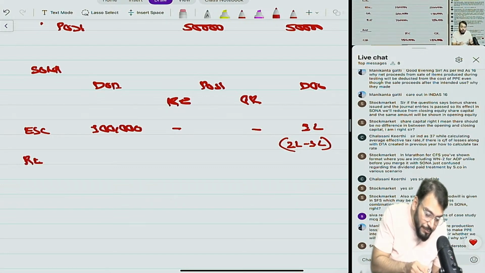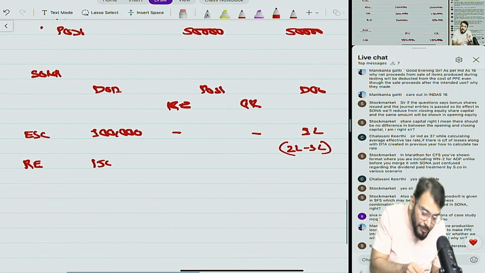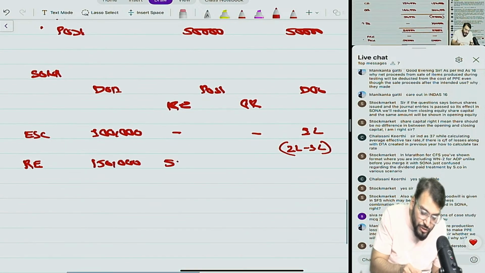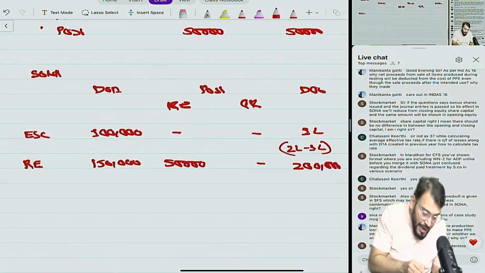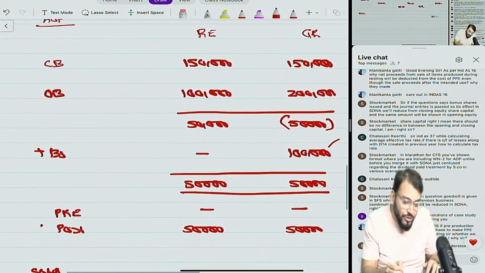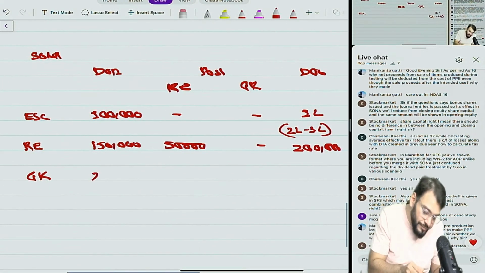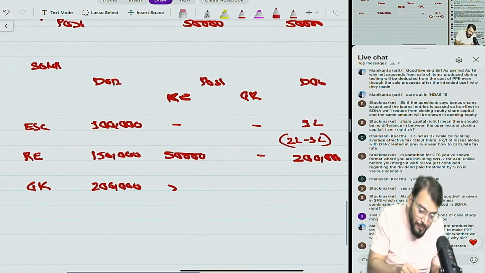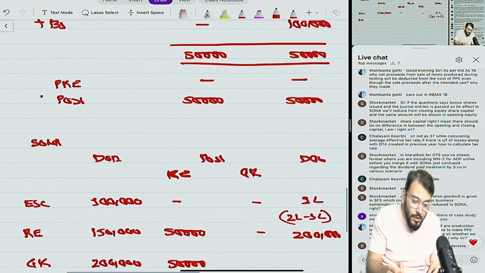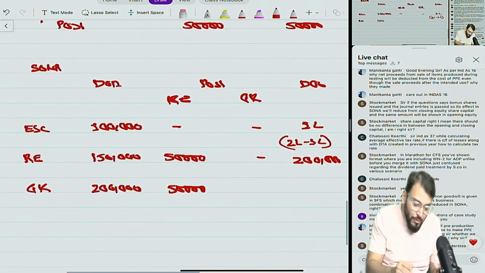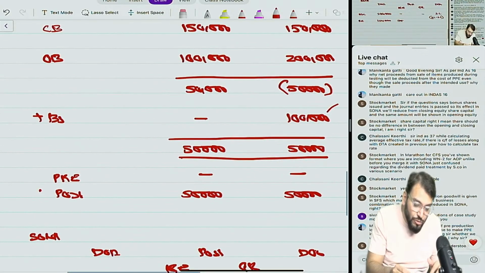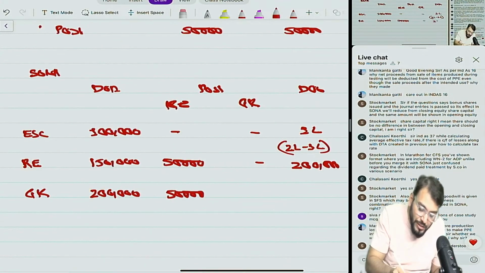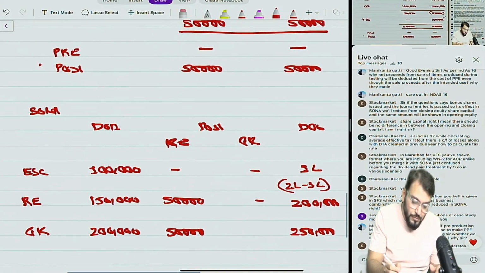Then retained earnings. What is the opening balance? Opening balance is 1,50,000. Post-acquisition profit is 50,000. So this becomes 2 lakh. And general reserve opening balance is 2 lakh. Correct? And the post-acquisition profit is 50,000. Got this point? Are you able to understand? So opening balance is 2 lakh, post-acquisition profit 50,000, and this will now become 2 lakh 50,000.